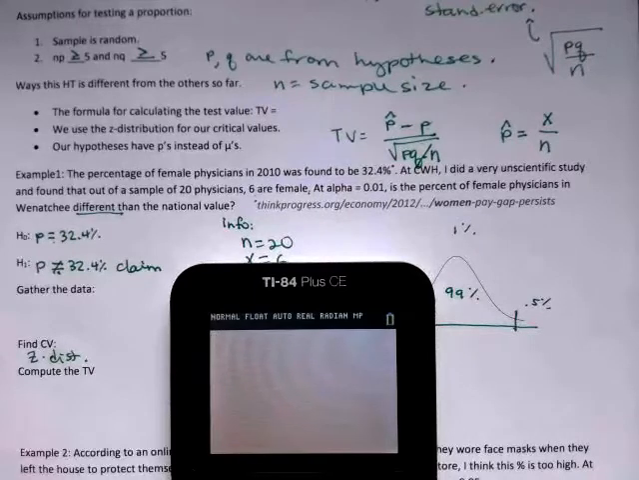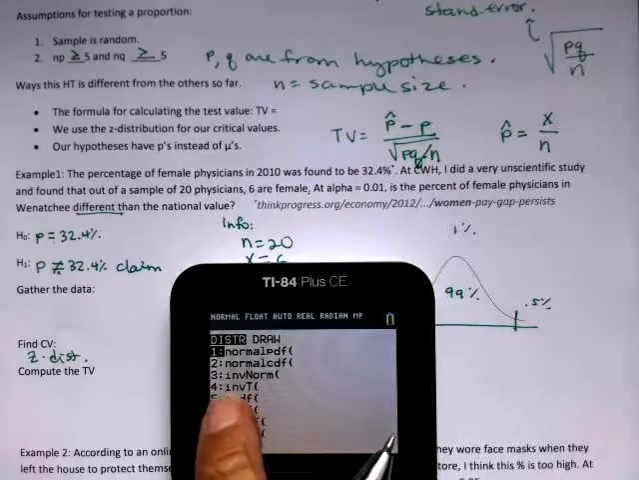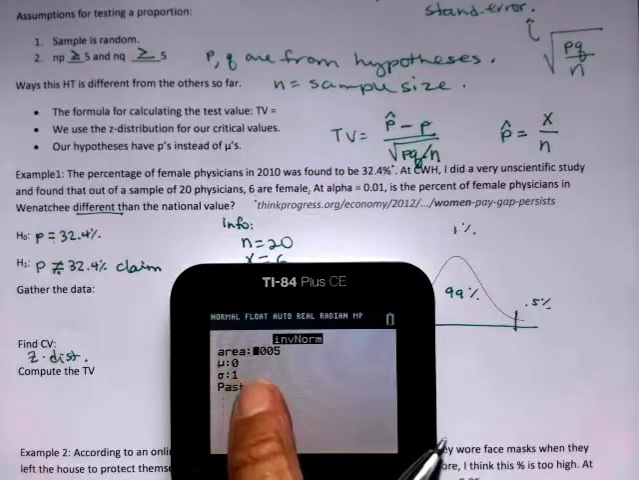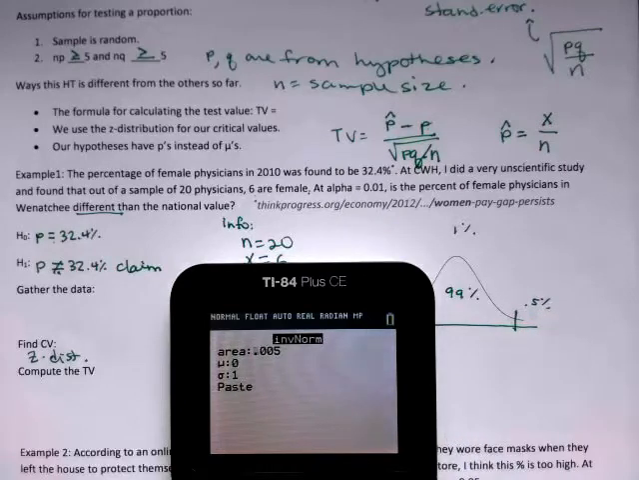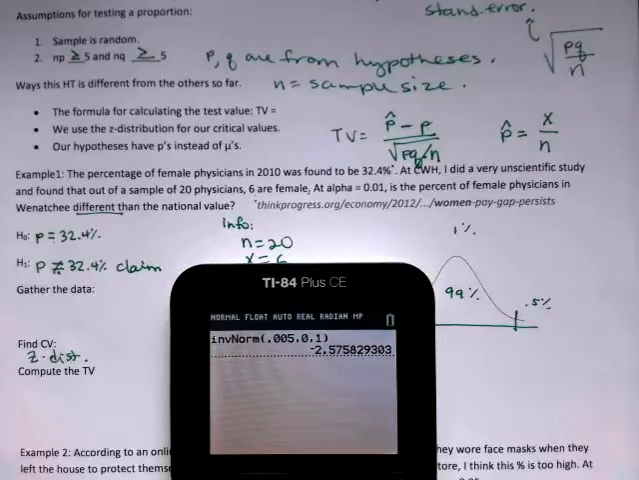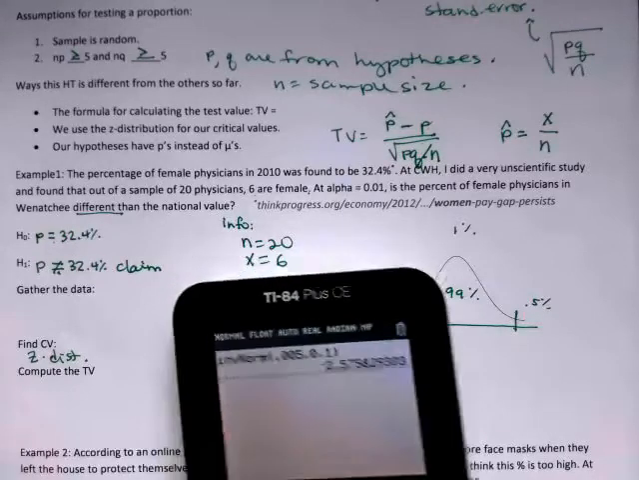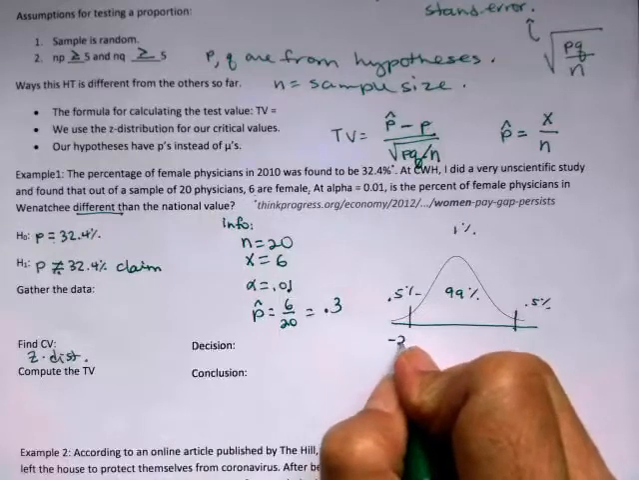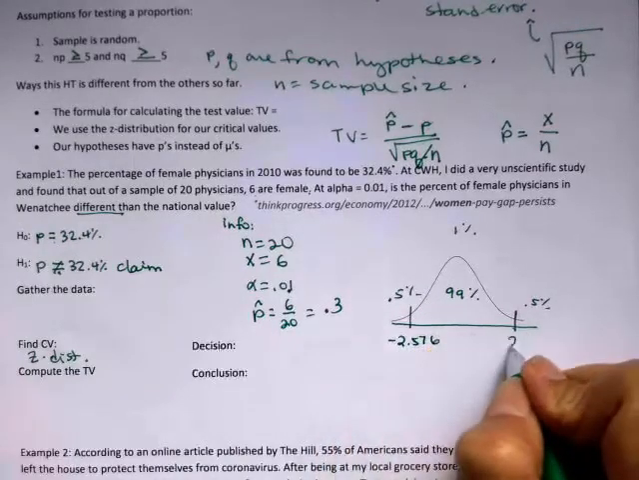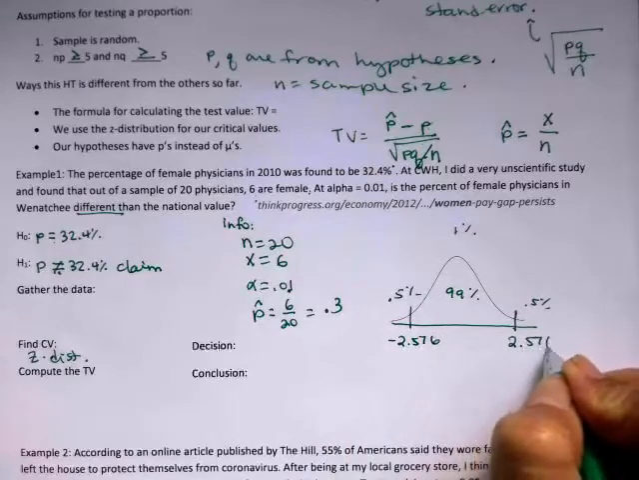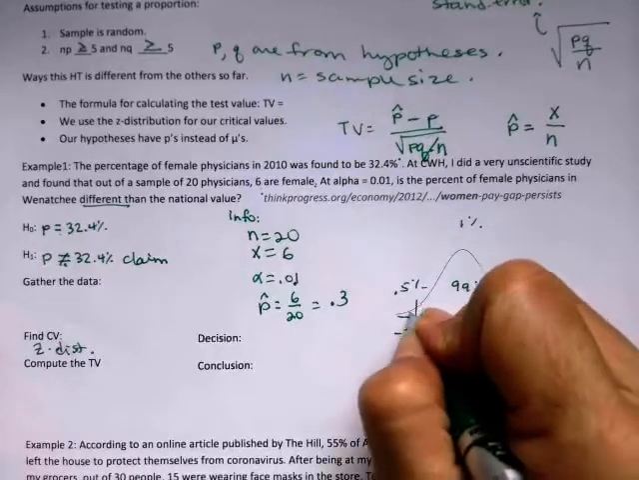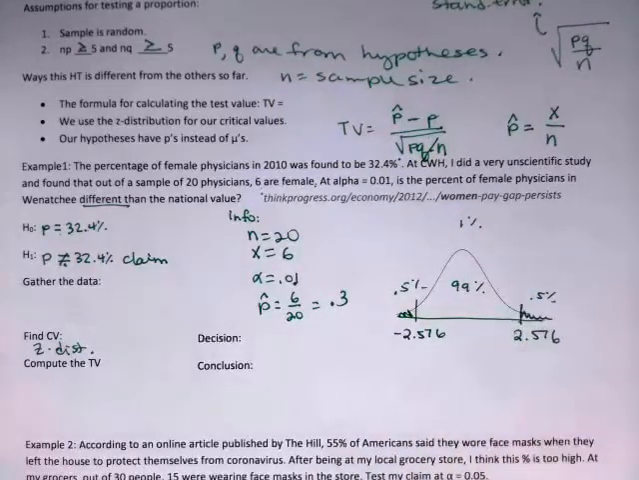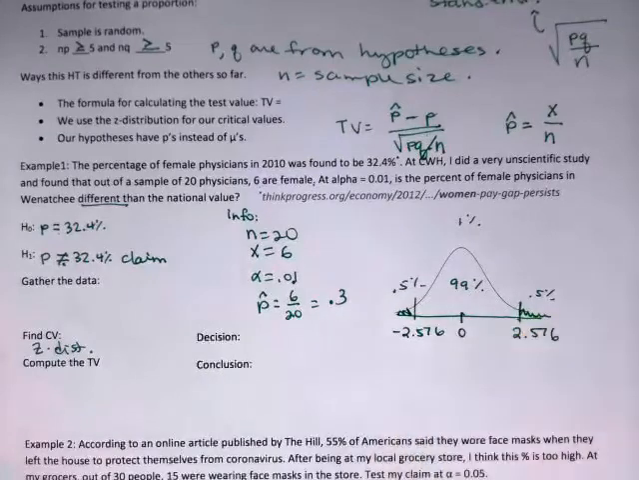And on my calculator, I do the inverse normal, which lives in the distribution menu, and I give it the area of 0.005, so I'm taking the 0.5 and turning it into a decimal. Then it will tell me that the left side is negative 2.576, and my right side would be positive 2.576. So those are my critical values. And so the rejection region is in the tails, 0 in the middle.